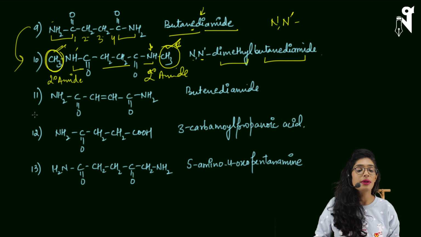Come to the next example. In the next example, there is one amide group here, one amide group here, and then CH double bond CH.